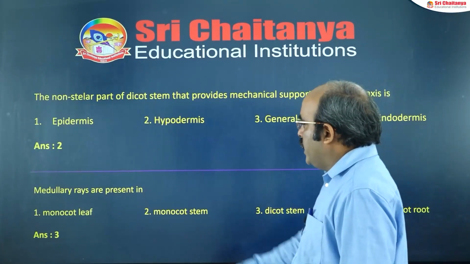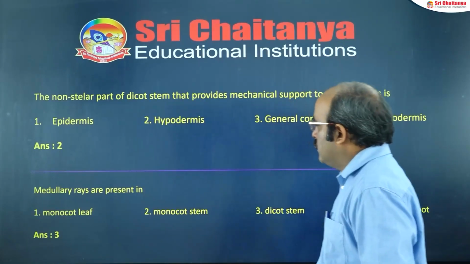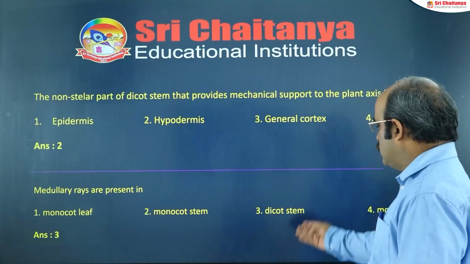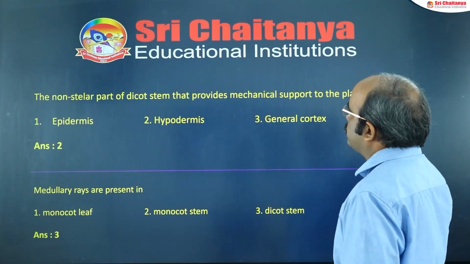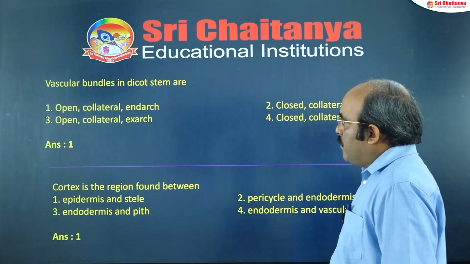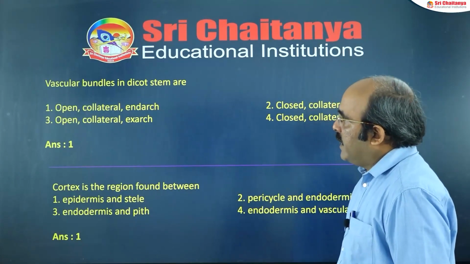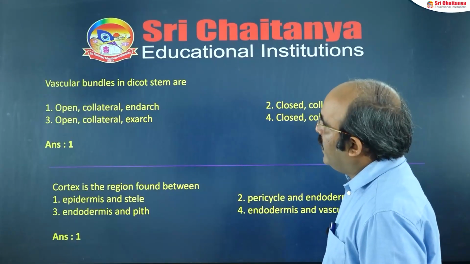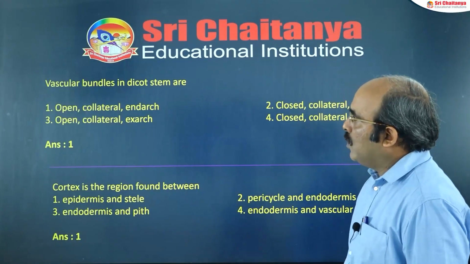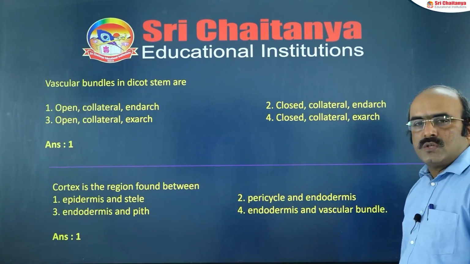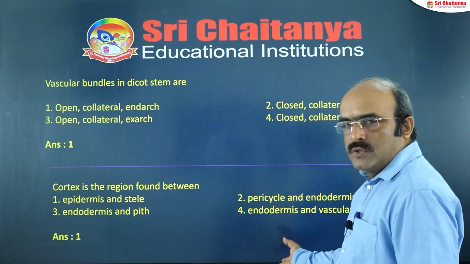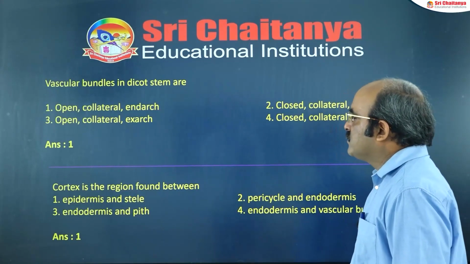Then the next is medullary rays are present. Where are medullary rays present? So these are the 4 options where you can choose the appropriate one. Now the vascular bundles in dicot stem, what's the condition? Open collateral endarch, open collateral exarch, closed collateral endarch, closed collateral exarch. You could choose the appropriate one.